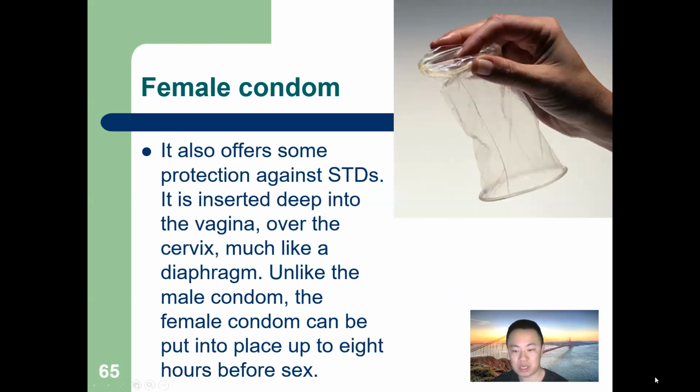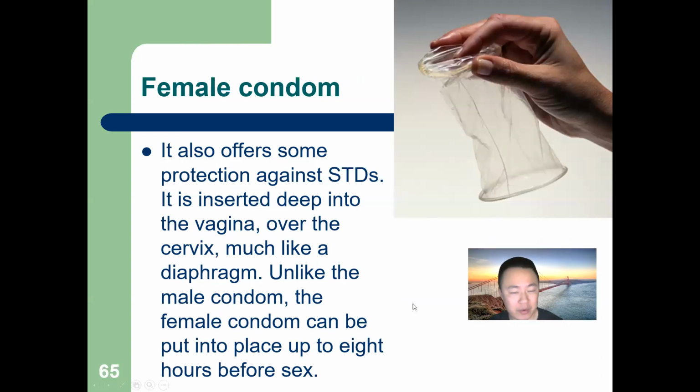All right, of course, the female condom is an option here. It also offers some protection against sexually transmitted diseases, and it is inserted deep into the vagina over the cervix, much like a diaphragm, but unlike the male condom, the female one can be put into place up to 8 hours before sexual intercourse.